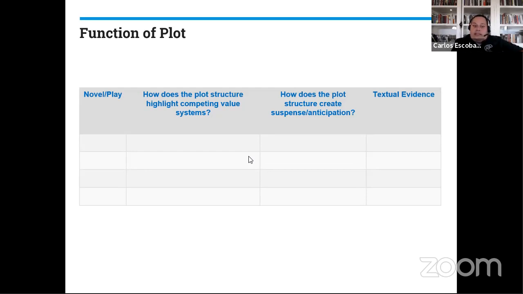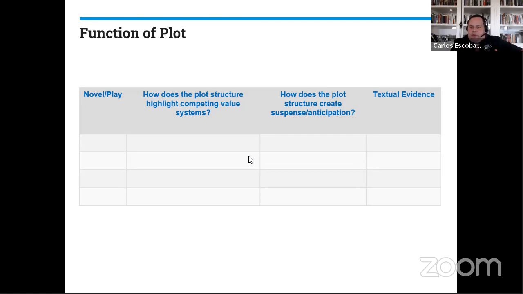Like, for example, Macbeth. How does the plot of Macbeth highlight competing value systems? If you've read that play, you've got to talk about, does Macbeth have a different set of value systems from Lady Macbeth? Or as a family, do they have a different set of value systems from Banquo or Duncan? And you should be able to take all of the text that you've read this year and talk about those competing value systems.